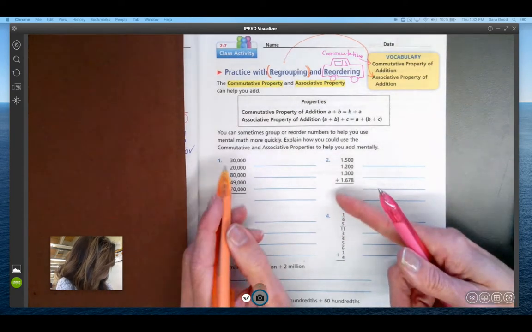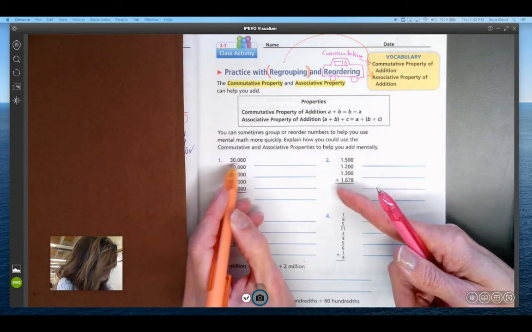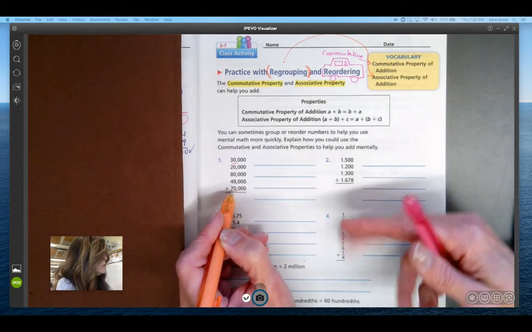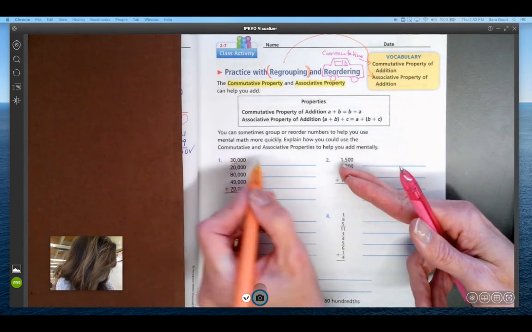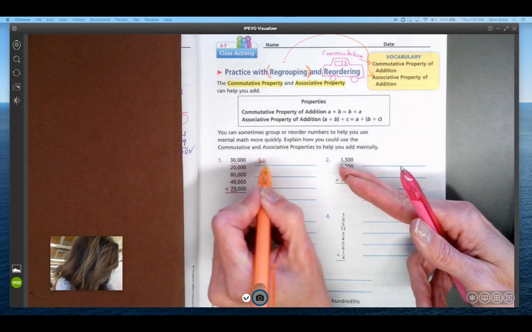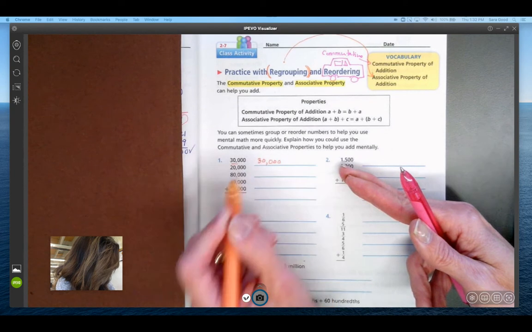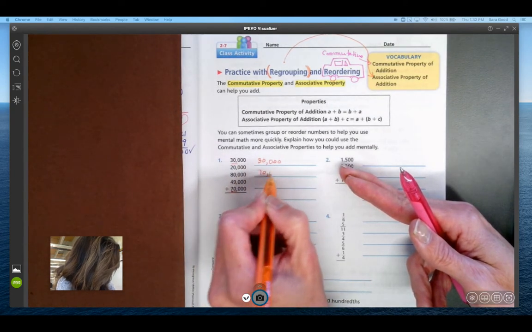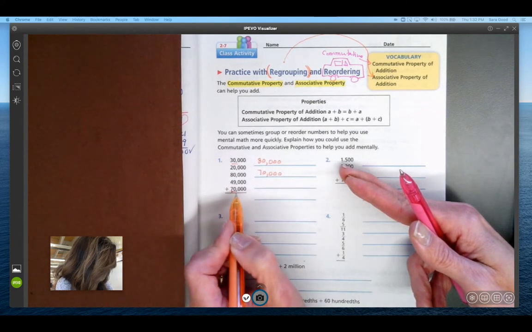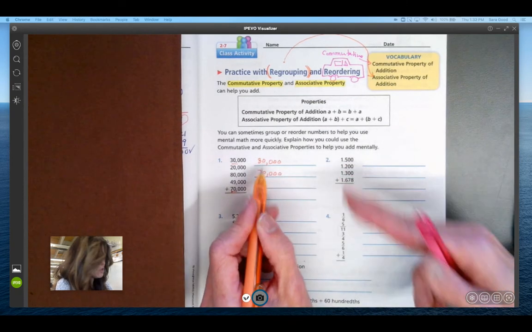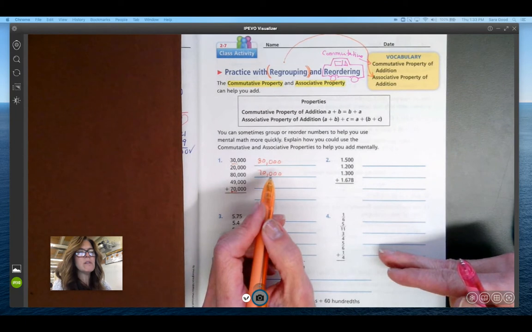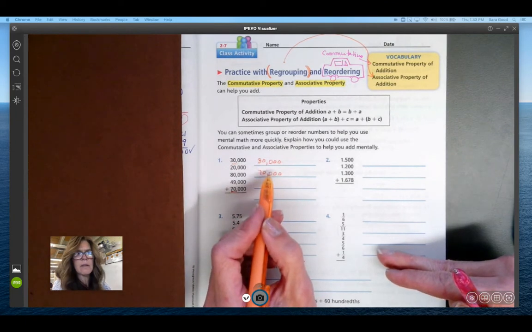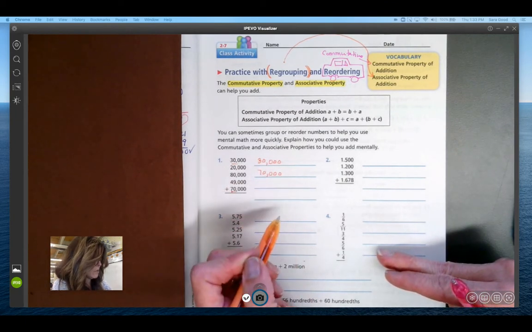I see the 70. I see 70 and 30. I know that's 100. So I'm going to write that first. I'm going to write 30,000 plus 70,000. Get that done first. I'm going to associate these. Look, I'm writing them vertically. I can associate them simply by putting them side by side in a vertical expression.